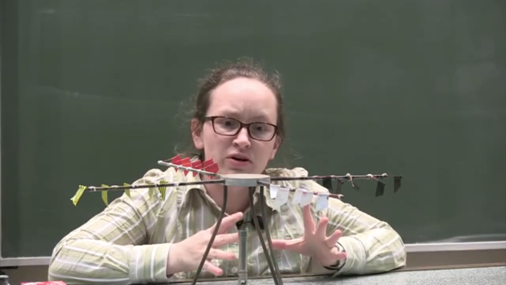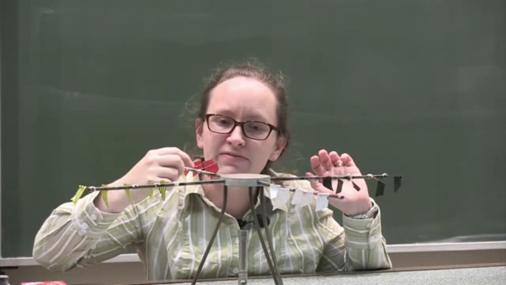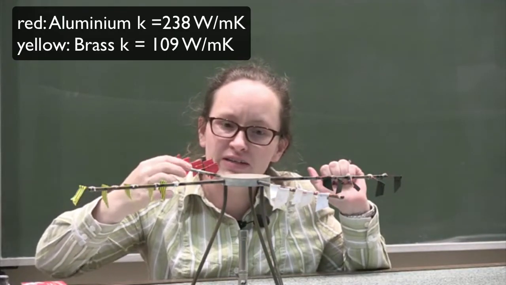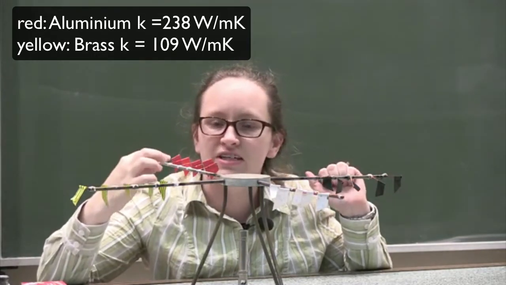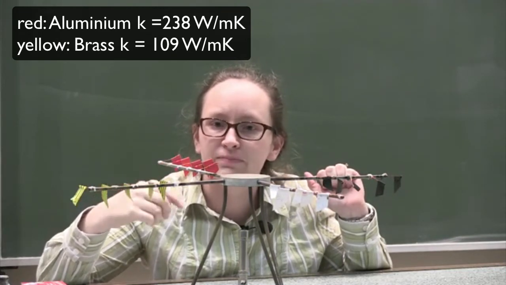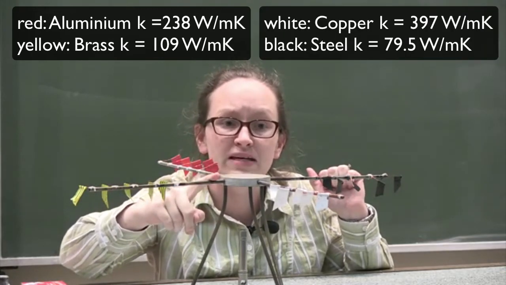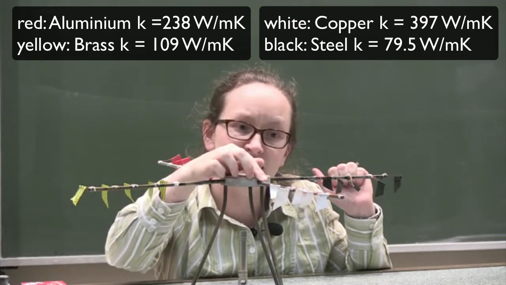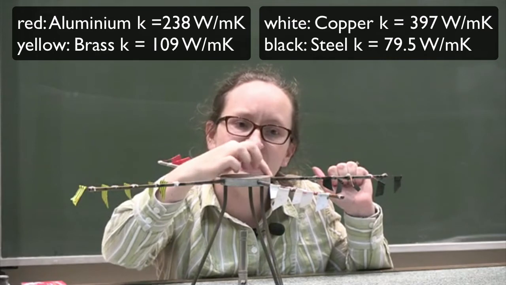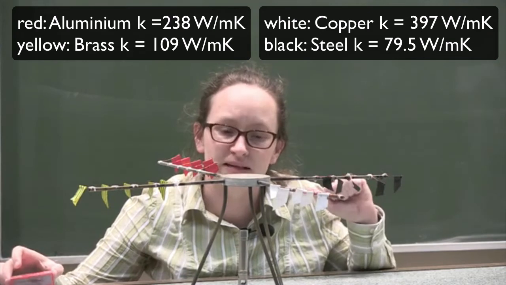What we're going to look at now is a demonstration showing the different thermal conductivities of different metals. So what we have here is aluminium with the red flags attached. The thermal conductivity of aluminium is 238 watts per meter per Kelvin. Here we have brass with a thermal conductivity of 109 watts per meter per Kelvin. Here we've got copper with a thermal conductivity of 397 watts per meter per Kelvin, and here's stainless steel with a thermal conductivity of 79.5 watts per meter per Kelvin.